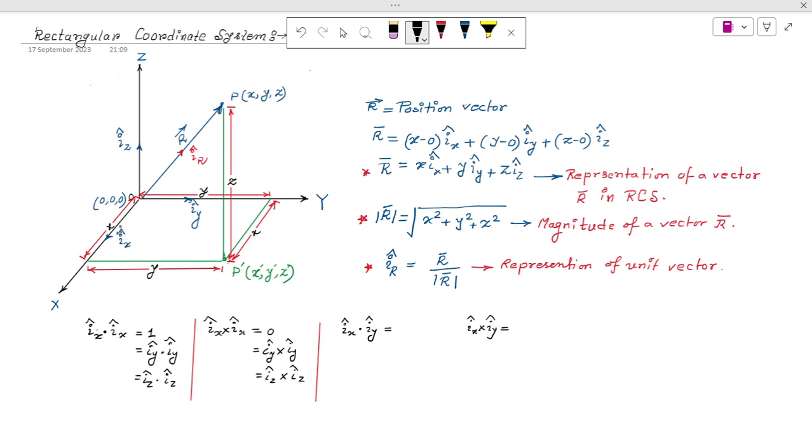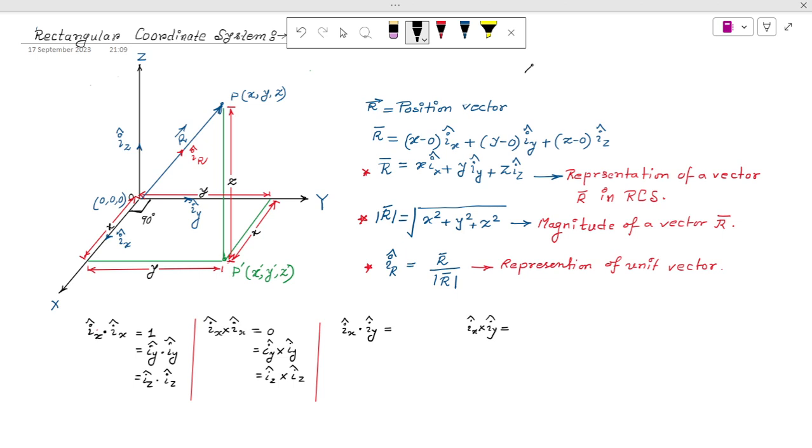Now the question is, look here. This is the Ix direction and this is the Iy direction. Now the question is, what will be the angular displacement? 90 degree. Similar way, if we consider all the other unit vector directions, all are 90 degrees to each other.